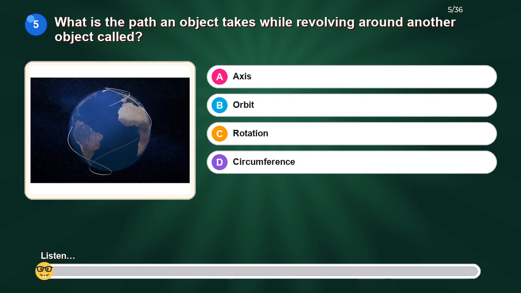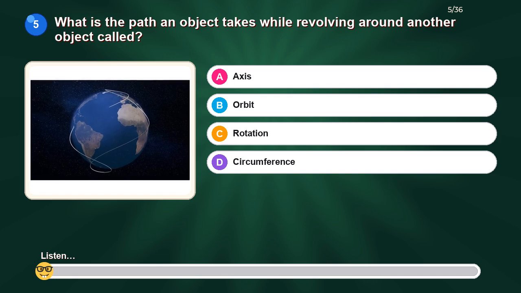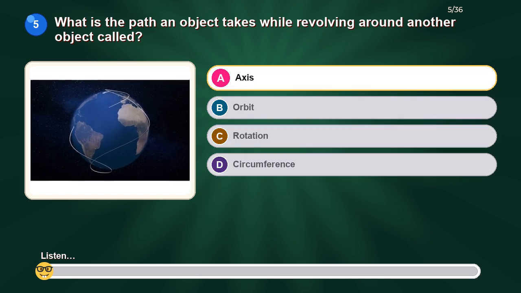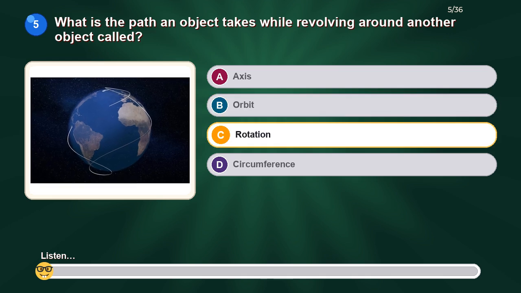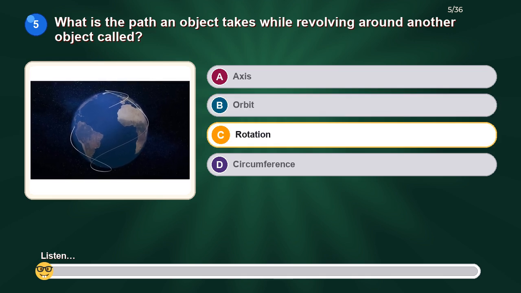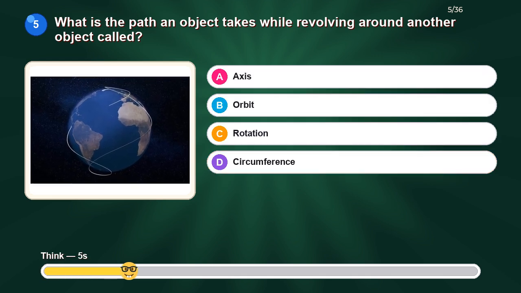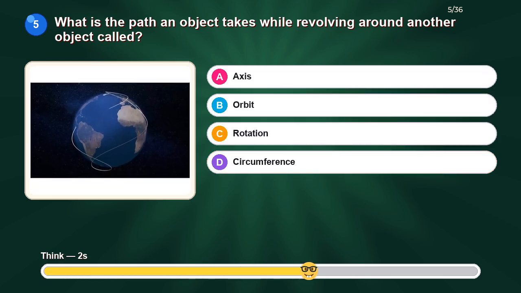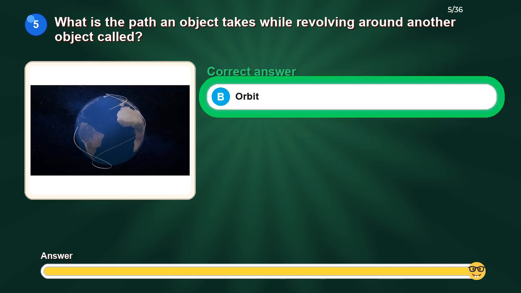What is the path an object takes while revolving around another object called? Option A. Axis. Option B. Orbit. Option C. Rotation. Option D. Circumference. The correct answer is orbit.